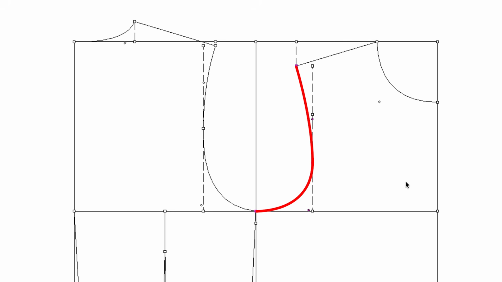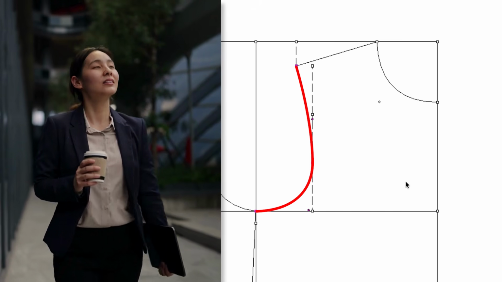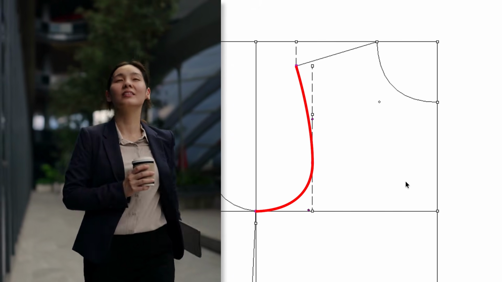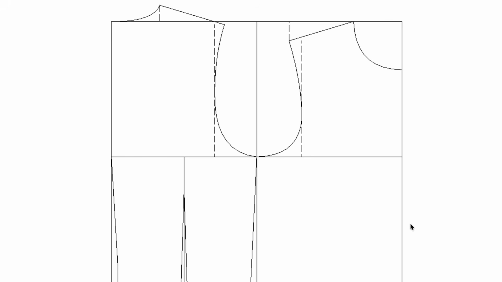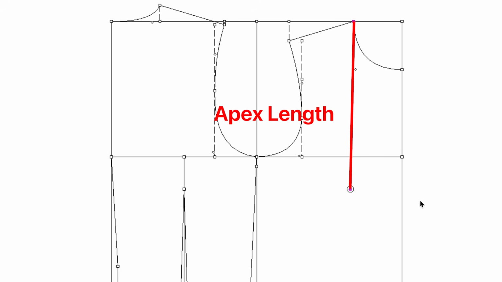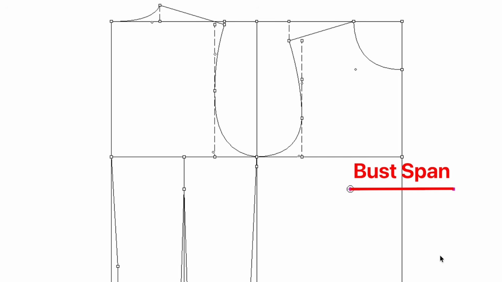The front armhole curve is scooped more than the back since we move our arms towards the front a lot more than towards the back. Let's go down. To make the bust dart, you need to find the apex point. You measure this from the body. This is the apex length, from the high shoulder point to the apex. And this is the bust span, the distance between the two apexes.